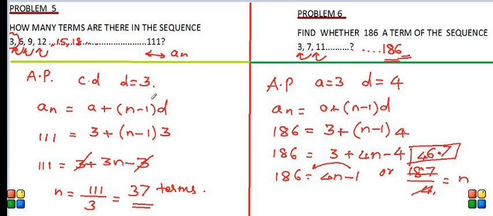So the final answer to whether this is a term or not is no. This cannot be a term.